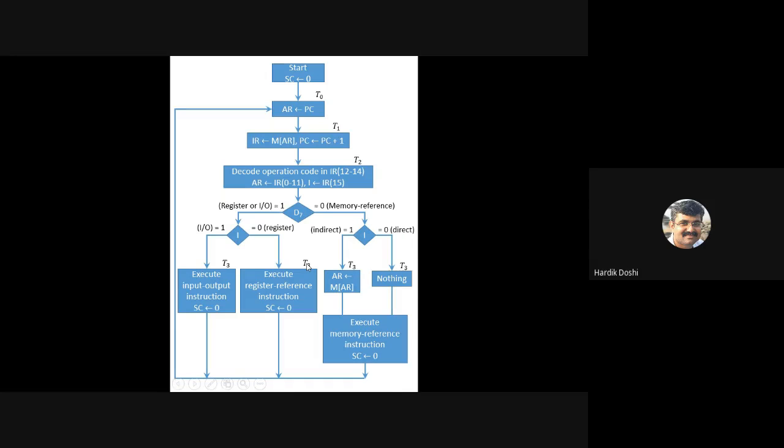What next? Go in reverse way, bottom to top. I should be 0. Yes, exactly. I should be 0. So can I say T3 should be 1, I should be 0? Then the register reference instruction is executed. No, no, no. Still something is missing.